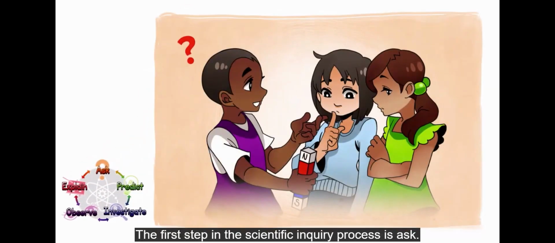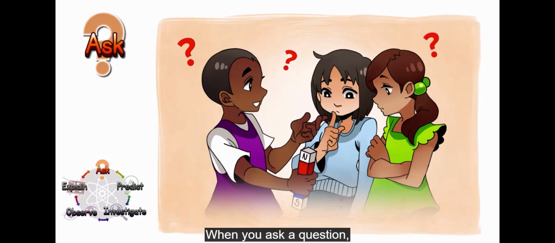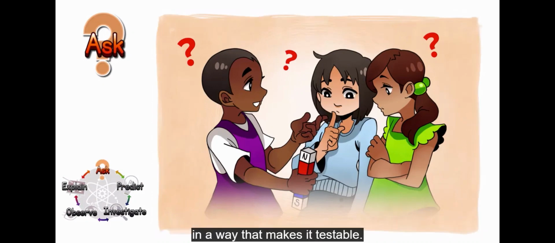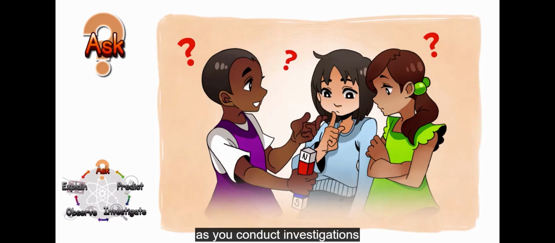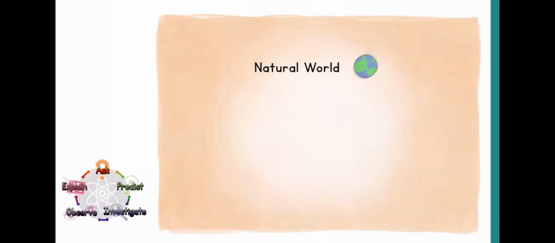The first step in the scientific inquiry process is ask. When you ask a question, it's important to develop the question in a way that makes it testable. Testable questions are those you answer as you conduct investigations and make observations that provide evidence.